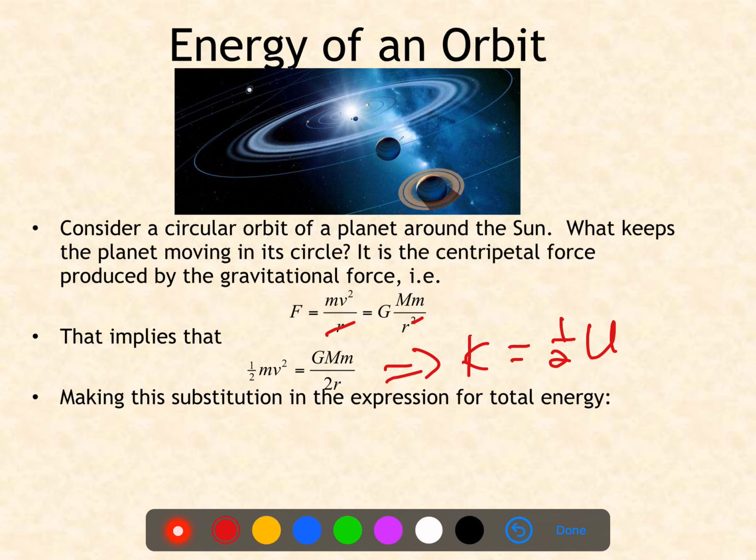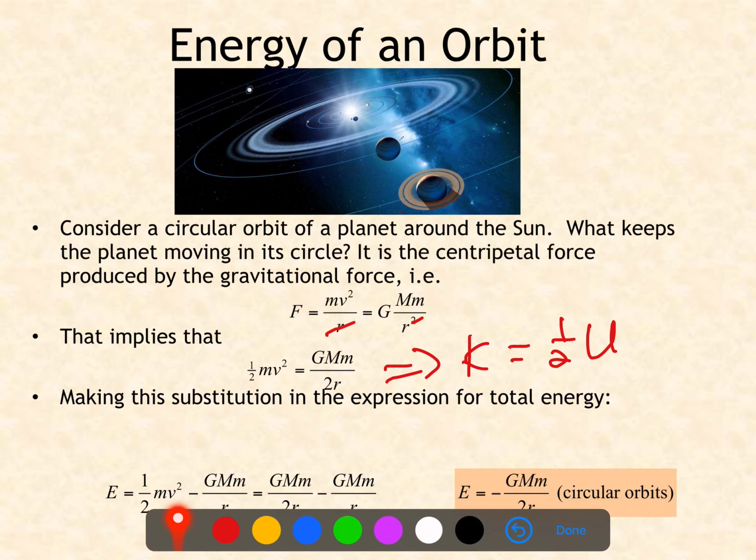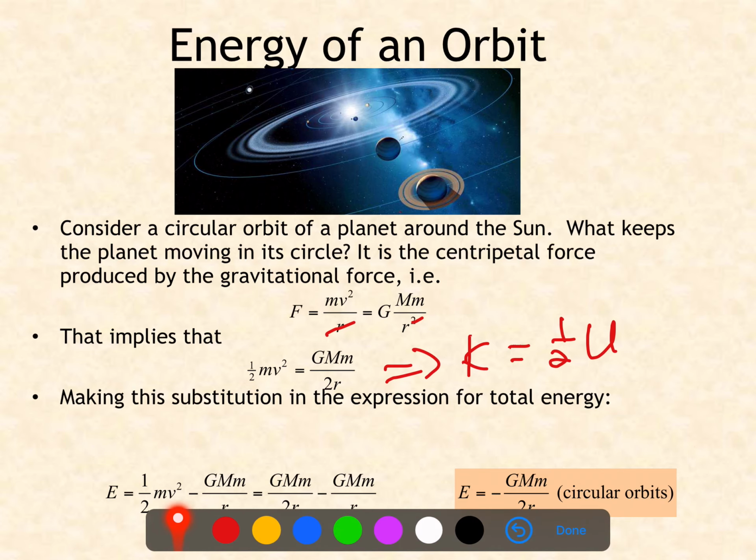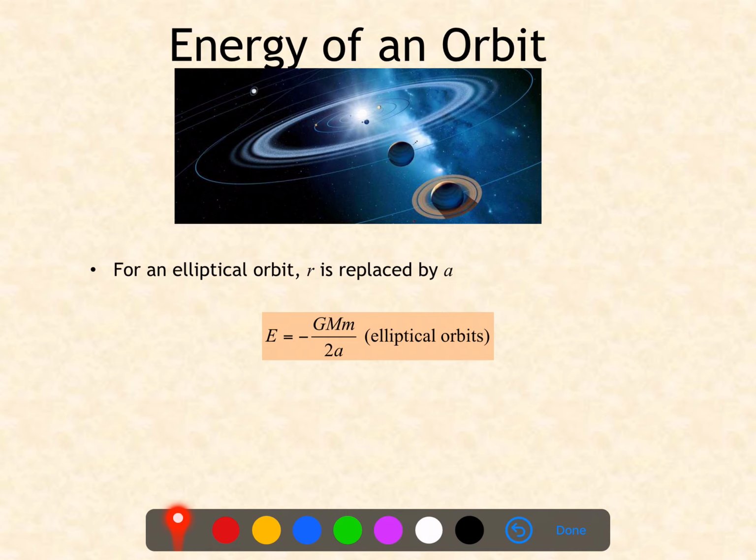So if I look at the total mechanical energy for this orbit, it's going to equal the kinetic energy plus the potential energy. And I've just deduced that the kinetic energy is 1/2 of the potential energy. So that means that this is the total mechanical energy for a circular orbit. Now I won't go through the derivation for an elliptical orbit, but suffice to say that it is a similar process and that this is your result.